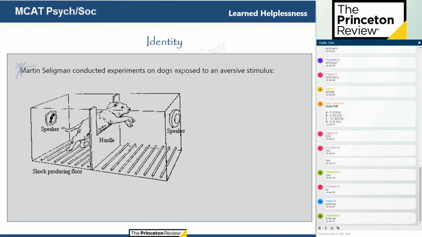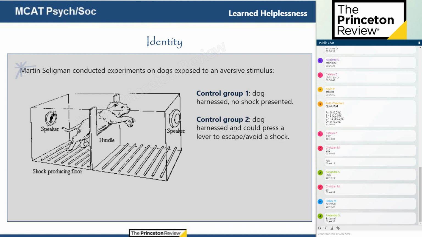These animals were in cages with a floor that had a low level of shock going through it. And one group, one control group, the dogs were harnessed and there was no shock. In another control group, the dogs were harnessed and they could press a lever to get away from the shock. And in the experimental group, the dogs were harnessed but had to endure shocks for an arbitrary amount of time.